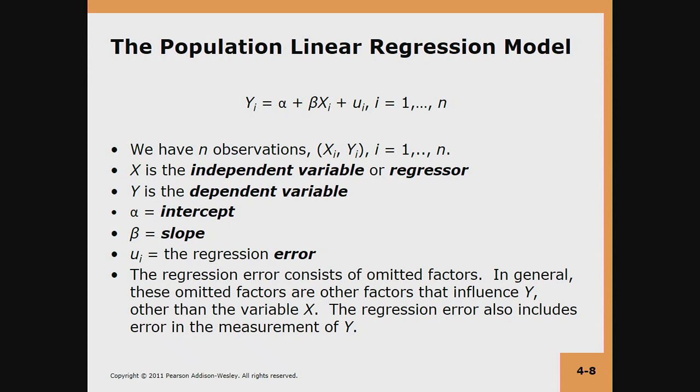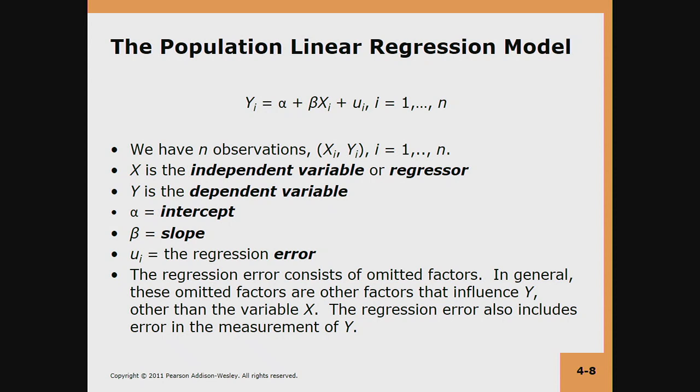So this is about as mathy as it's going to get. We have y right here, which is the dependent variable. We then have alpha, which is the intercept. That's where our line is going to cross the y-axis. X is the independent variable, the regressor. That's our variable of interest. In this case, it is the student-teacher ratio.